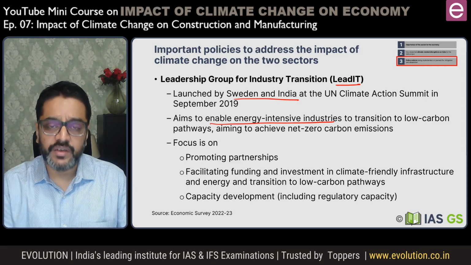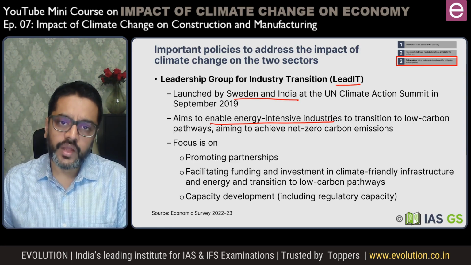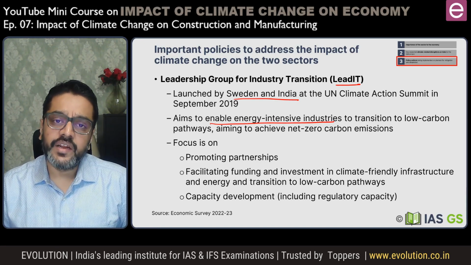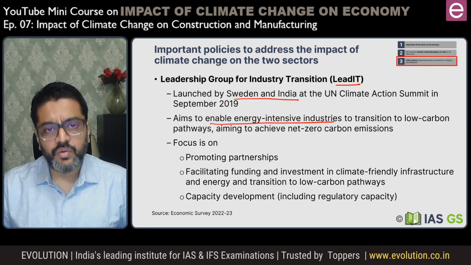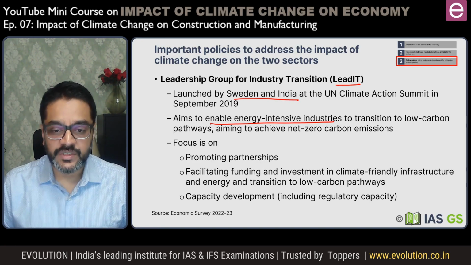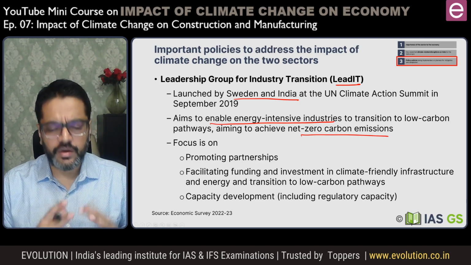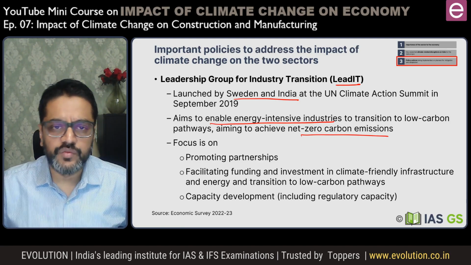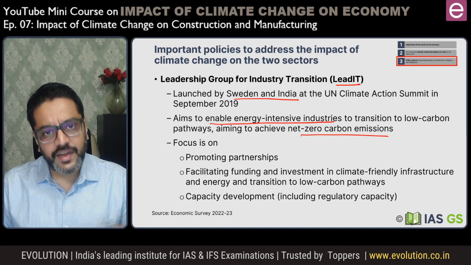These are also huge emitters of carbon dioxide, right? So if we are able to help these industries move to low carbon pathways, it will significantly bring down the amount of carbon dioxide being emitted into the atmosphere and help control the extent of climate change, right? Eventually, the world wants to move to a net zero situation, where we are not emitting any additional carbon dioxide.